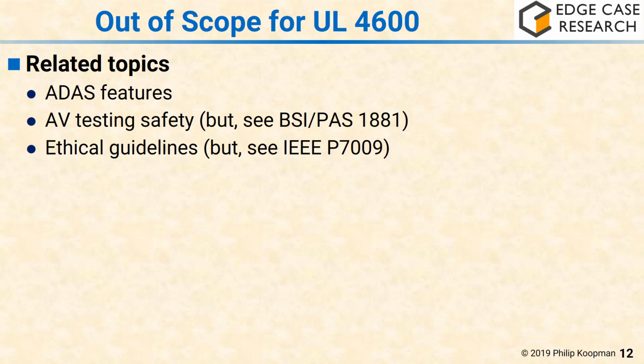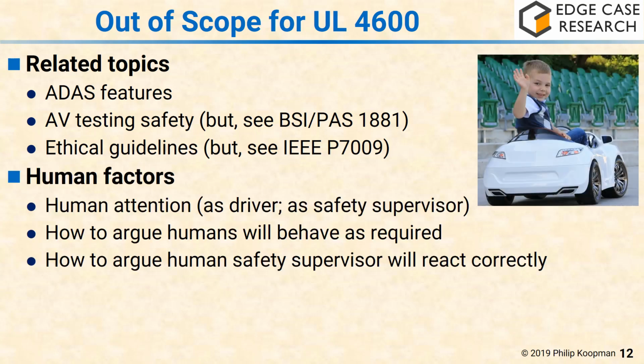It also doesn't do ethical guidelines. The IEEE P7000 series, in particular P7009, tries to talk about that. So UL4600 says that you should think about that. You have to decide what your policies are, but it does not attempt to provide guidance as to which policies would be good policies and which ones would be bad ones. It just says you have to define them and put them in the safety case.